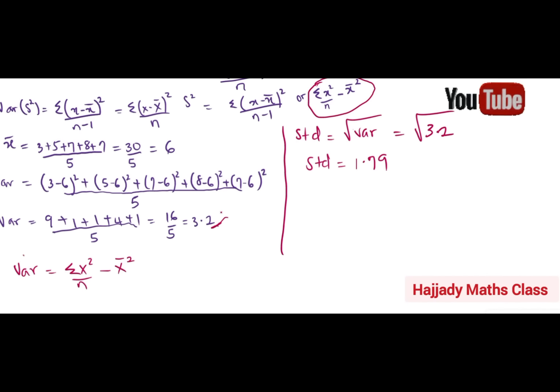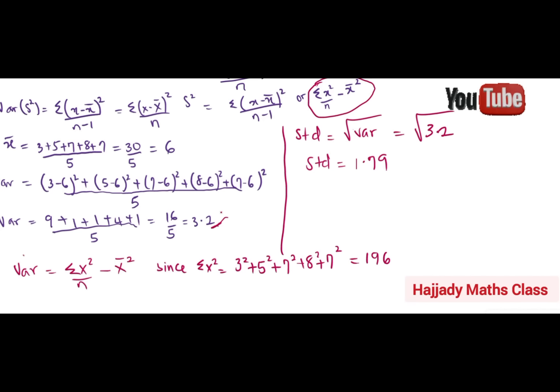The summation x squared means each of the observations squared, that is 3, 5, 7, 8, 7, we are squaring each of them. It is going to be 3 squared plus 5 squared plus 7 squared plus 8 squared plus 7 squared. So this is the summation of our x squared, and that is going to give me 196.